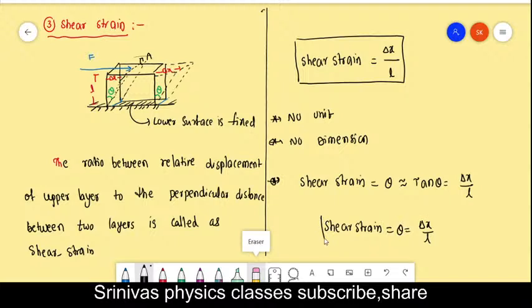Okay, understood students? Any doubt? This is about strain and different types of strains. Write in the chat box, students.